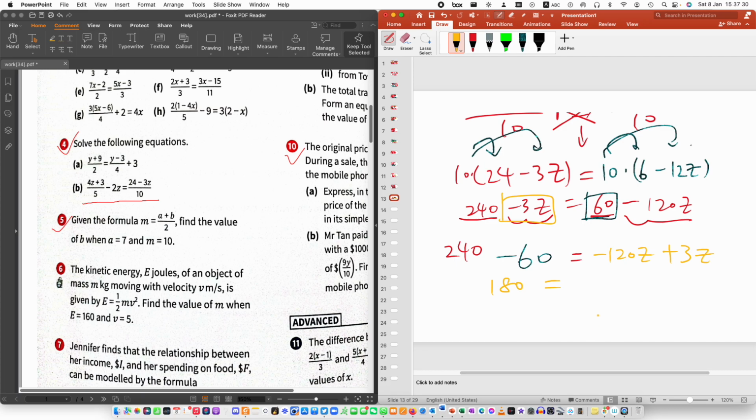Negative 117z. Then how do you get z? Divide by negative 117. So this one is divided by negative 117. Give me the simplest form. Negative 7 over 13. Are you clear? This question is a more complicated question, by the way. Are you clear? Yeah.